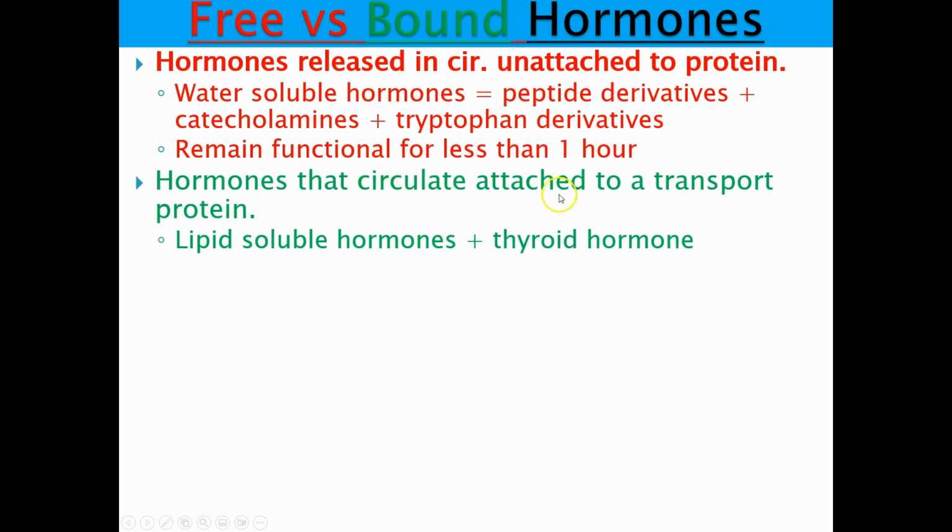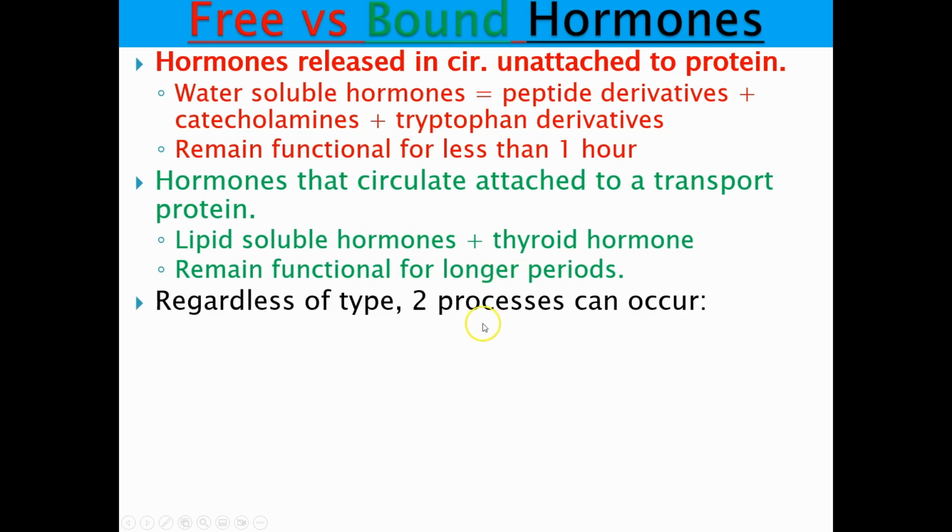Bound hormones, these were those that have to attach to a transport protein. We really talked our lipid-soluble hormones. Again, your reproductive hormones, the hormones from the adrenal cortex, and your thyroid hormones tend to be the main ones, along with calcitriol. These are going to be remaining functional for longer periods because they're bound to something else, which makes it harder for an enzyme to break them down.